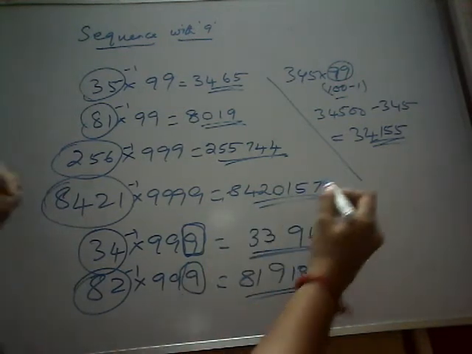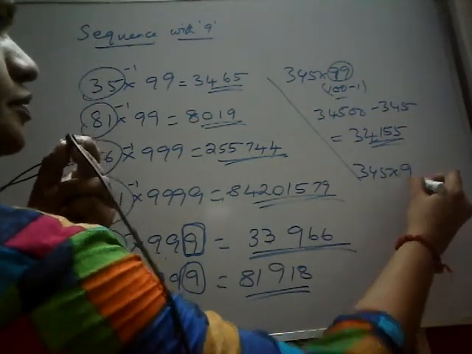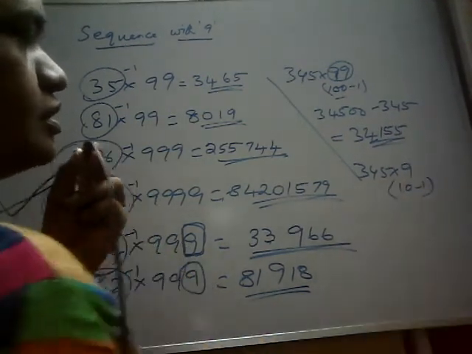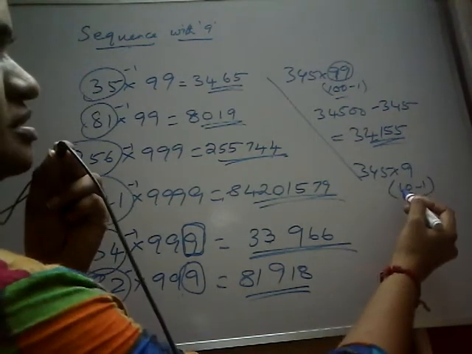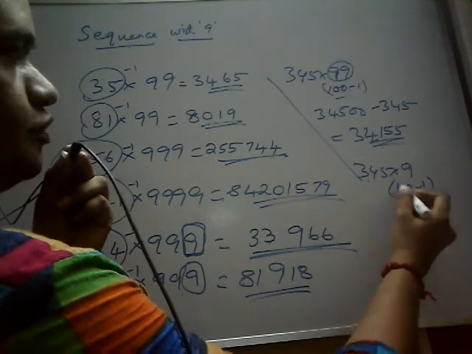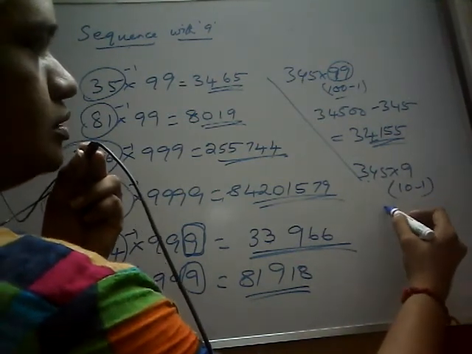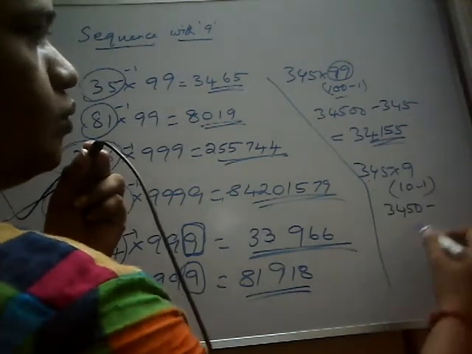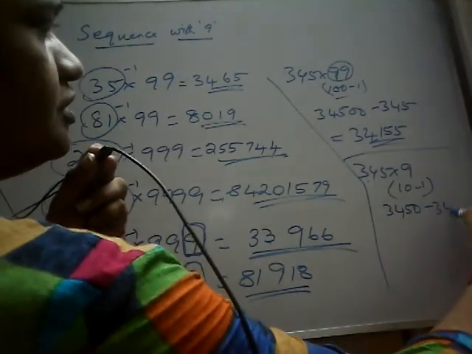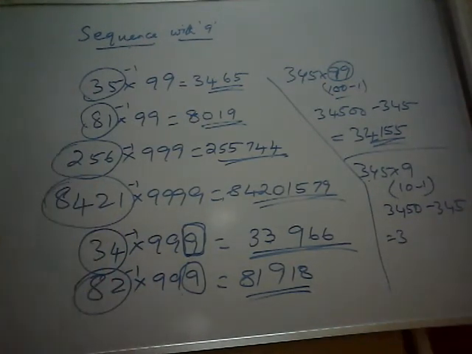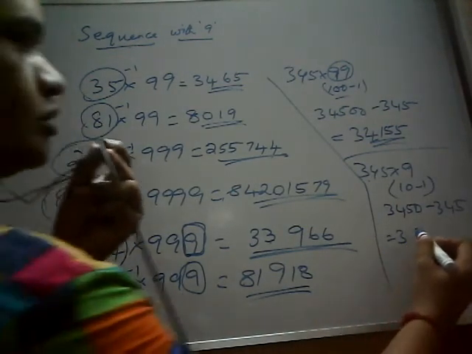Say one more, 3-digit by 1-digit. For this again, write the 1-digit number as a 2-digit number, 10 minus 1, which is 9. So 345 into 10 and 345 into 1. 345 into 10 gives you 3450, and for 1 it is 345. Subtract this and you get 3000. What is 450 minus 345? That is 105.